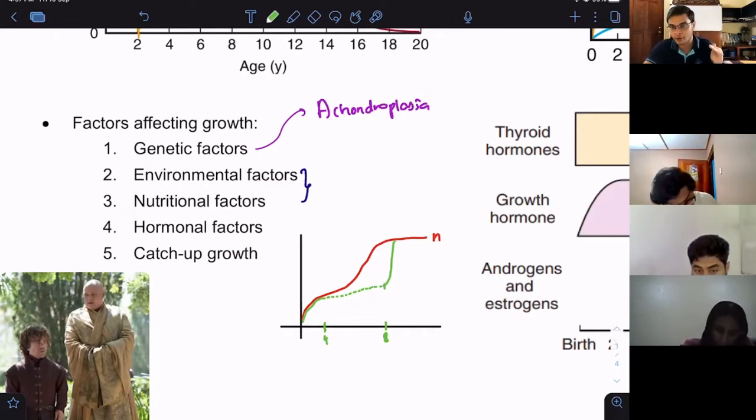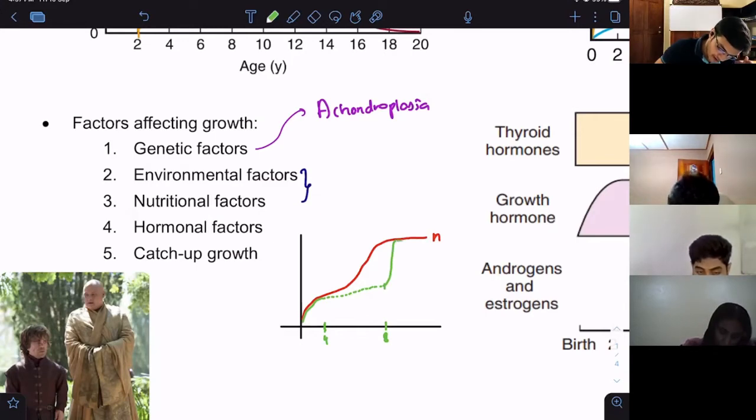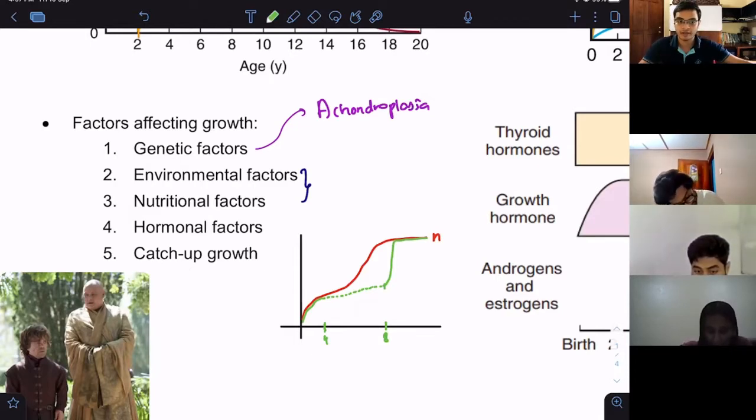Especially this is in childhood, okay? Humans have this function called catch-up growth. They can alter their hormonal balances and improve on that lost growth throughout the months. Clear? So that is catch-up growth. Keep that aside.